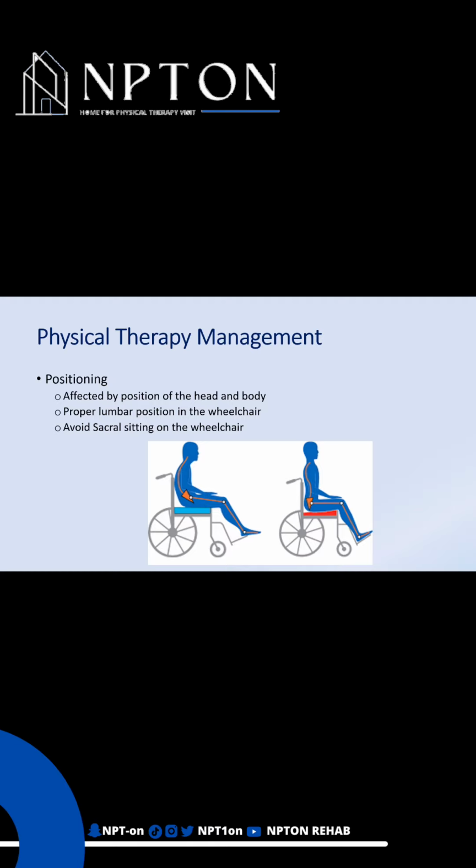Positioning also can help to reduce spasticity. Muscle tone can be affected by the position of the head and the body, and some people with SCI have shown a decrease in spasticity with a crimping position. Also, proper lumbar support in the wheelchair and avoiding sacral sitting can help to decrease spasticity.